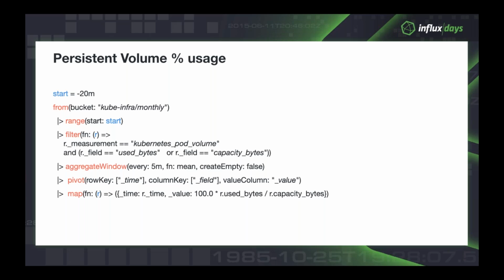This one is persistent volume usage. In Kubernetes, you can have persistent volumes that are attached to your container. In this way, you can store data in a place that won't expire with the container life cycle. And this is the query that we use to figure out how much of the persistent volumes you are using.